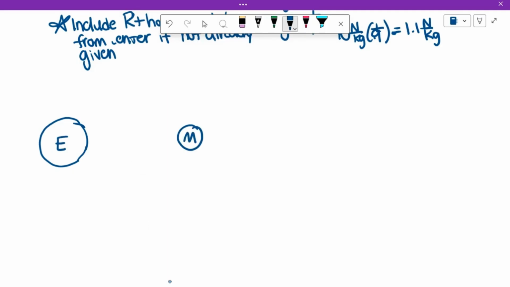We have a student discussing, and the student says the force of gravity on the Earth by the moon is going to be smaller than the force of gravity on the moon by the Earth, because the moon has a smaller mass, so it can't pull as hard on the Earth as the Earth pulls on the moon. They're essentially saying that the Earth pulls harder on the moon than the moon pulls on the Earth.